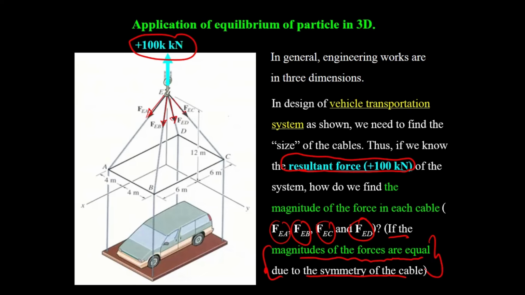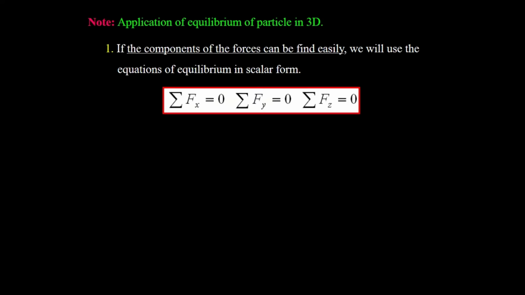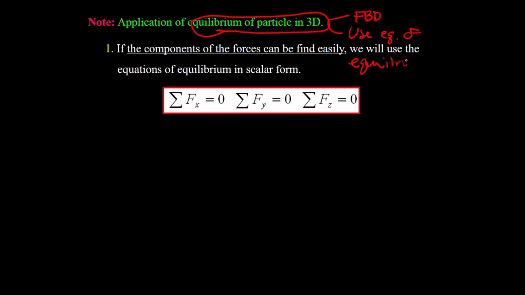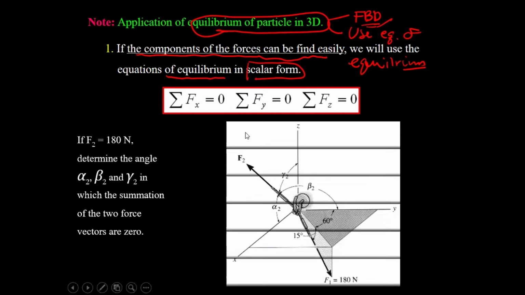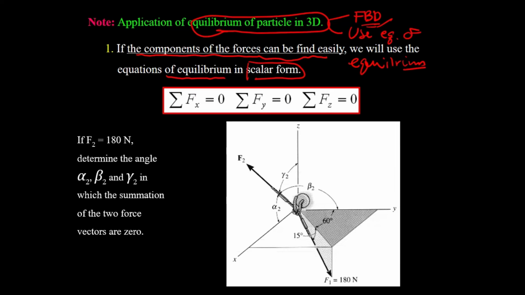This one used to be one of the midterm examination problems. Now there are steps required to solve equilibrium of a particle in 3D. First the free body diagram, then use the equation of equilibrium. After you draw the free body diagram, if the components of the force can be defined easily, we will use the equation of equilibrium in scalar form. But if the problem is tough, you will use it in vector form.